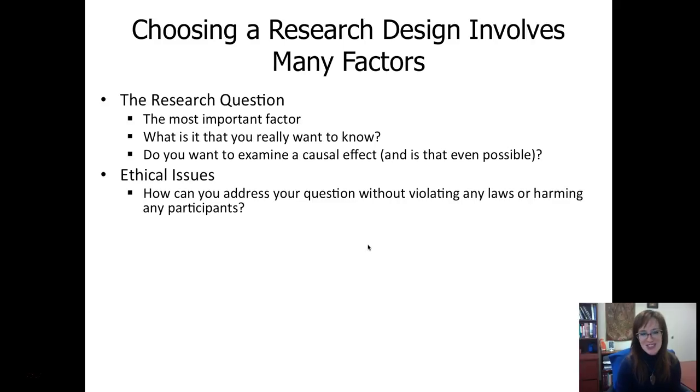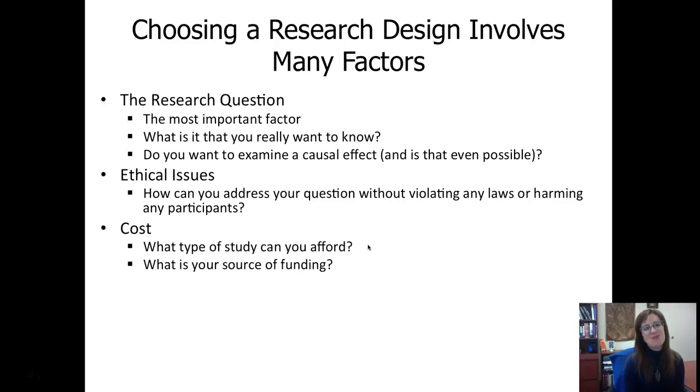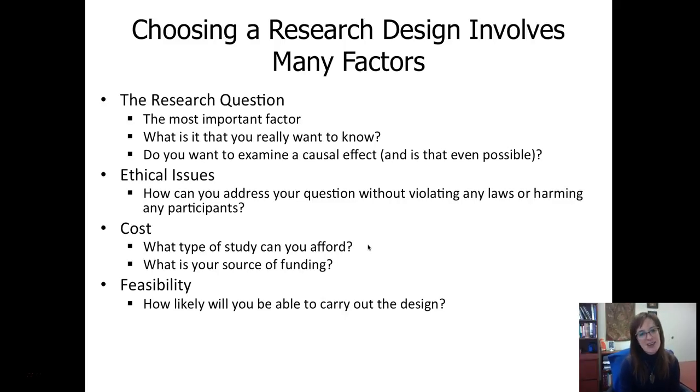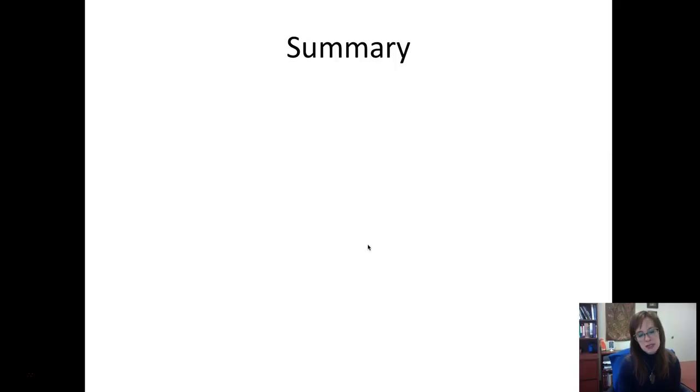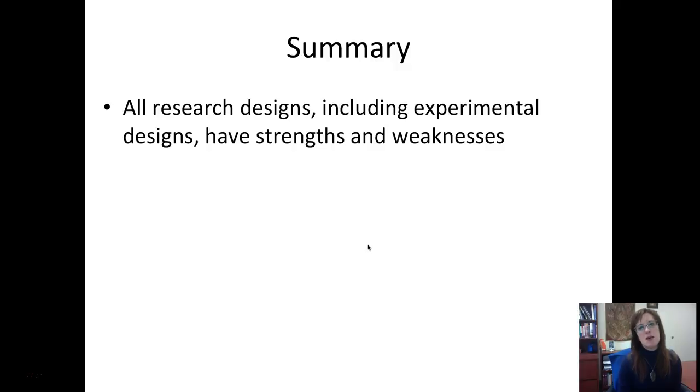Obviously, ethical issues are huge here. So how can you address your question without violating any laws or harming anybody? Can it pass through an IRB? Or do you need to be a reality television show producer instead? What kind of study can you afford? What's your funding, if any? How likely is it that you'll be able to carry out the design in your lifetime? Logistically, financially, all of that stuff. Who is available to you for your study, or what sites are available to you for your study? So all of these are really key factors when you're making these decisions about design.